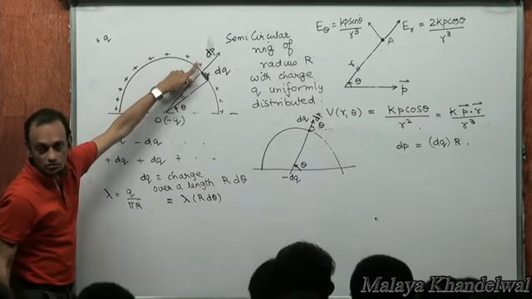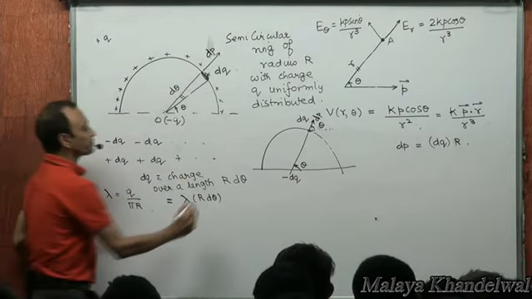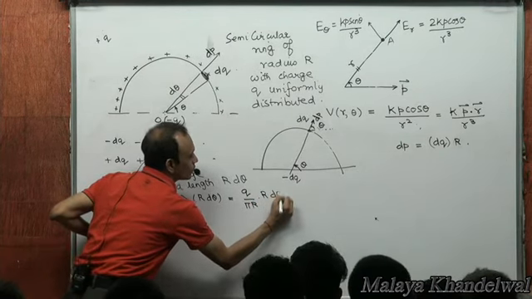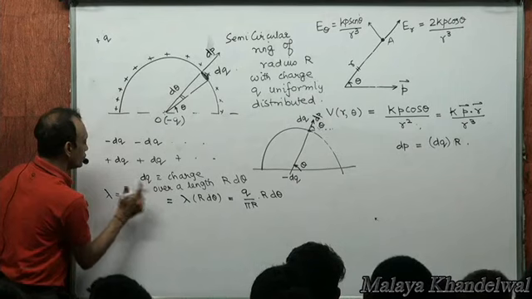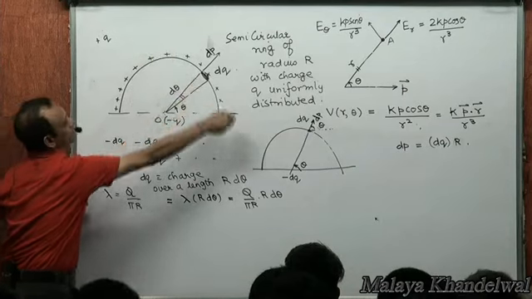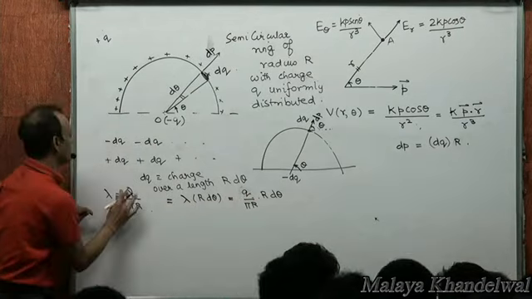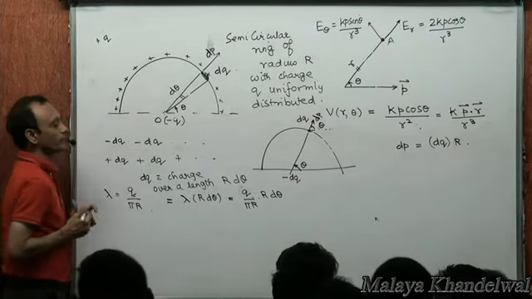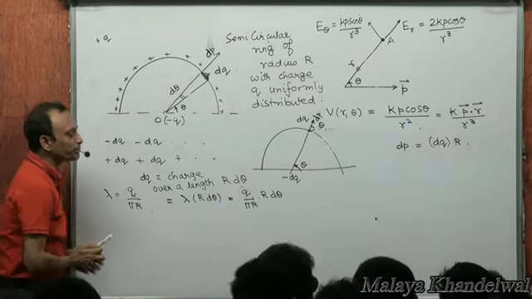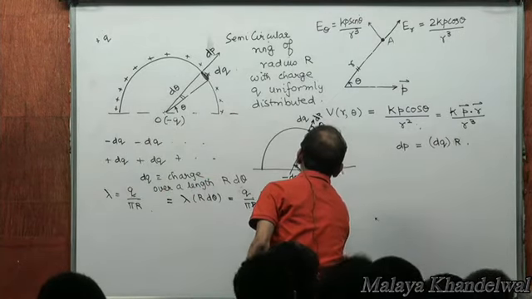That's the charge on this element dq, the charge per unit length into the length, which is q by pi r into r d theta. Let's say small q is the total charge distributed on this. So this r gets cancelled, and it becomes q by pi into d theta.